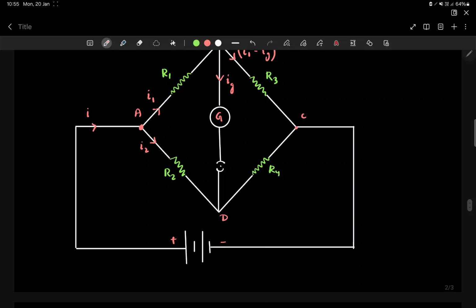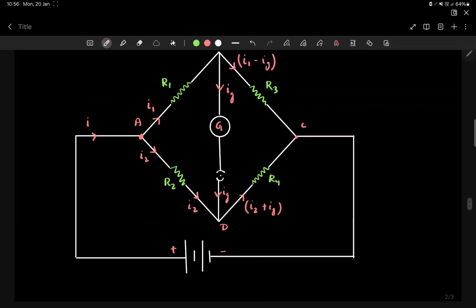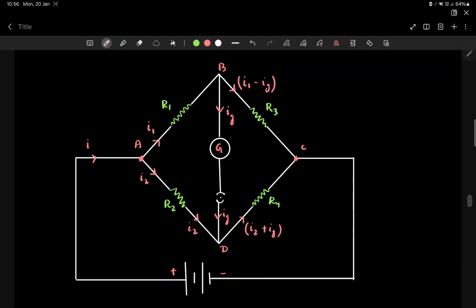Next, see I2 current is coming, flowing through branch AD. Along BD IG is coming. So IG is coming towards the junction D, and I2 is coming towards the junction D. So the current along the branch DC will be I2 plus IG. Now towards the junction C, one current is coming, I1 minus IG, and another current is coming, I2 plus IG.